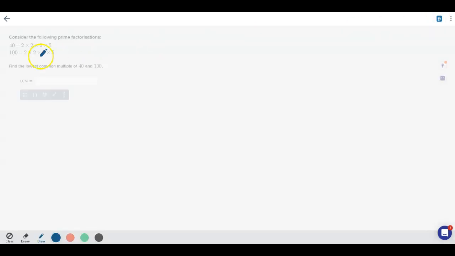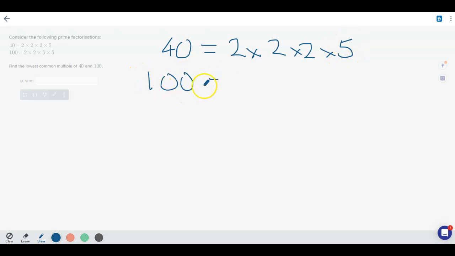So just like before, I'm looking for what ones are in both lists. So let's say I'm going to work with 40, and I'm going to rewrite them over here to make it clearer. So 40 is equal to 2 times 2 times 2 times 5, and 100 is equal to 2 times 2 times 5 times 5. All right. So in this case, what I want to do is, again, cross out the ones that are the same. But I'm looking for which number I want to start with.